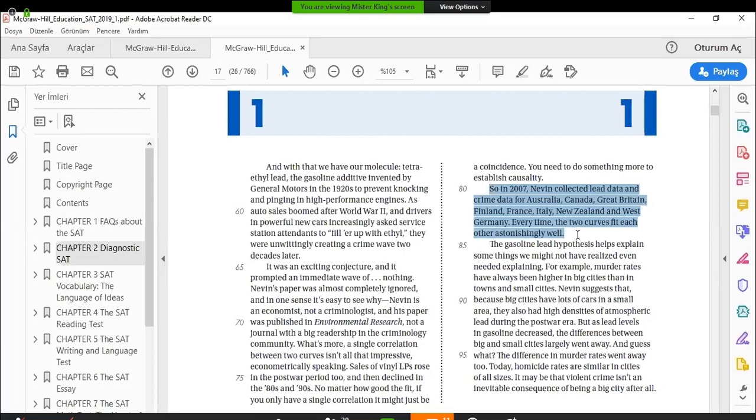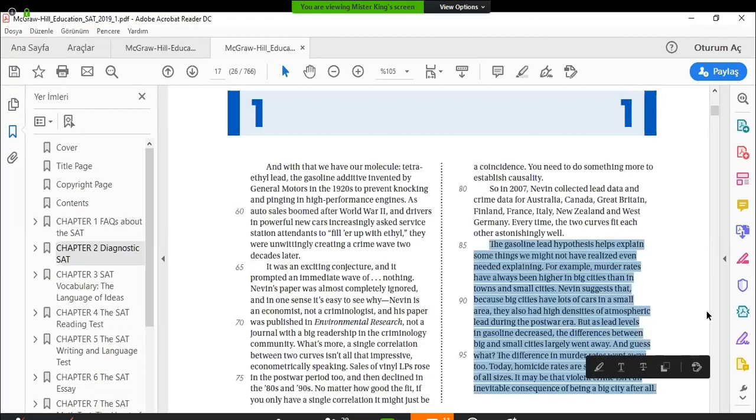So in 2007, Nevin collected lead data and crime data for Australia, Canada, Great Britain, Finland, France, Italy, New Zealand, and West Germany. Every time the two curves fit each other astonishingly well. Can I continue? So here, again, the drawback of the previous study, in this paragraph, it's explaining how the previous findings of the study best fit with the following ones. Let's continue with the final paragraph, Yusuf.